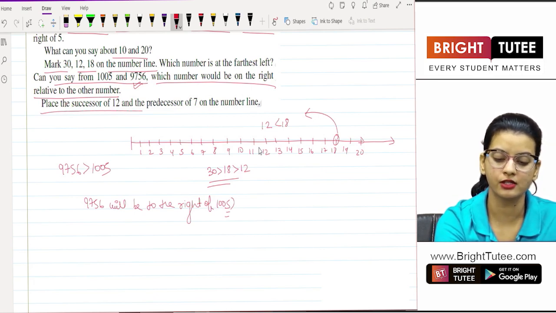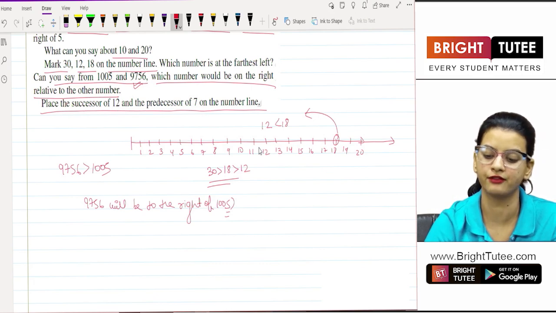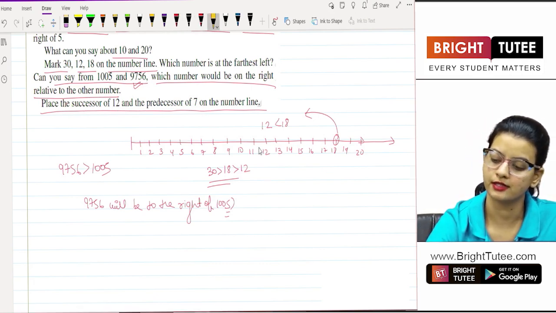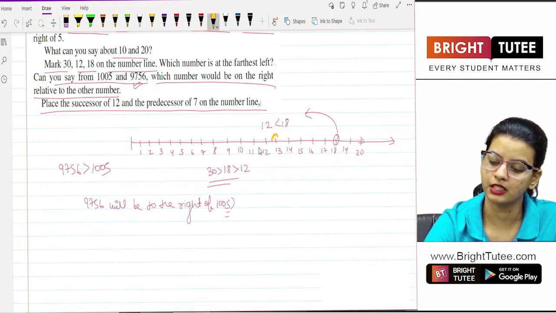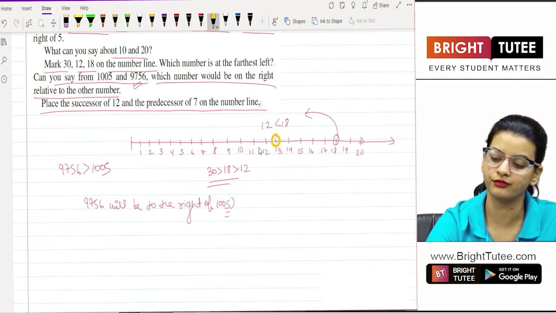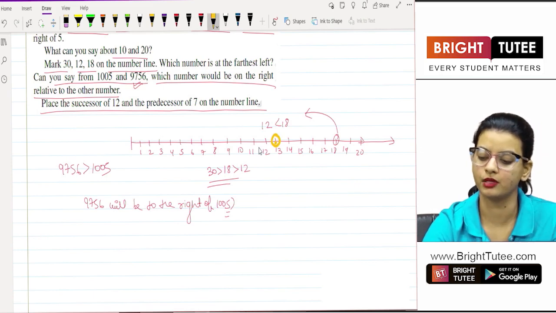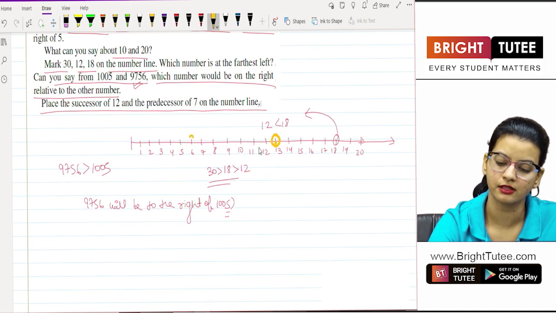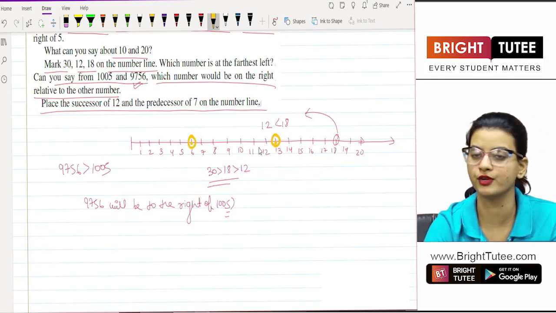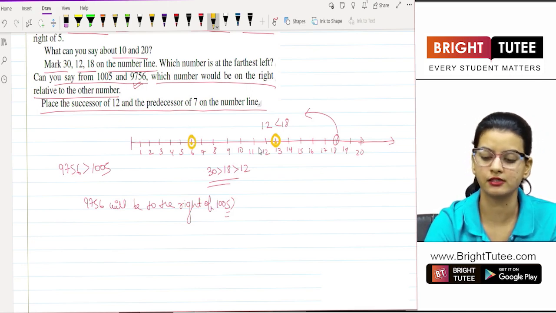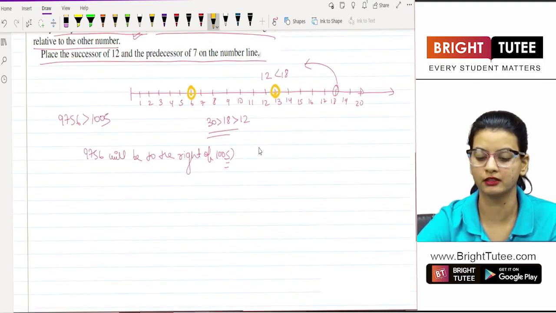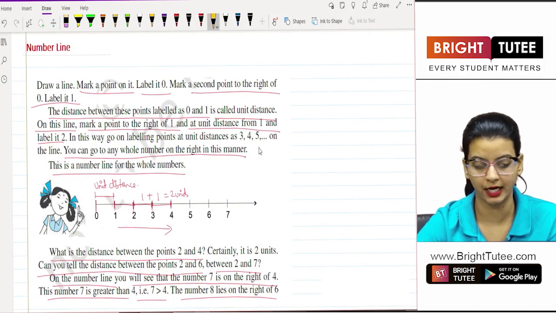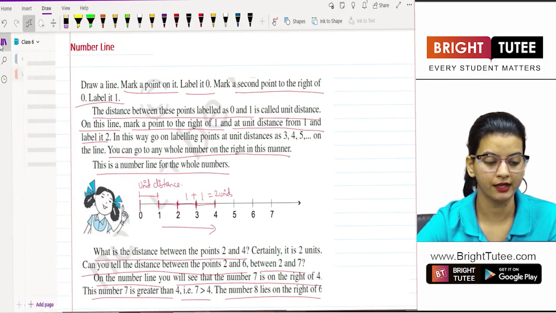Now place the successor of 12 and the predecessor of 7 on the number line. Successor of 12 is 13 because 13 comes after 12. So, this is the successor of 12 on the number line, and the predecessor of 7 is 6. 6 comes just before 7. So we have marked these two on the number line. So this is the whole concept on the number line. Now let's move ahead.